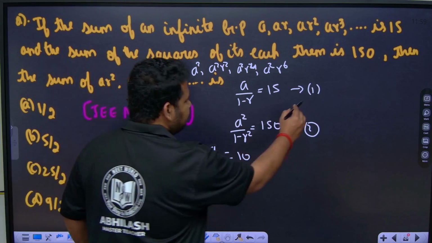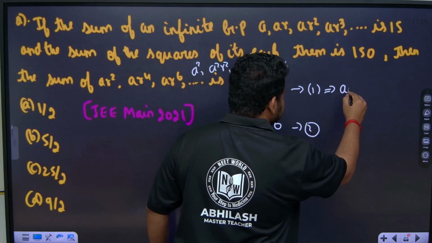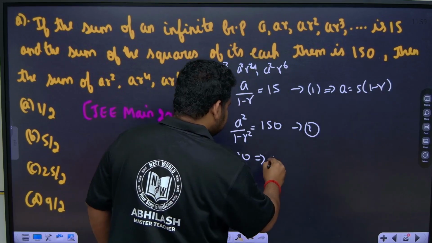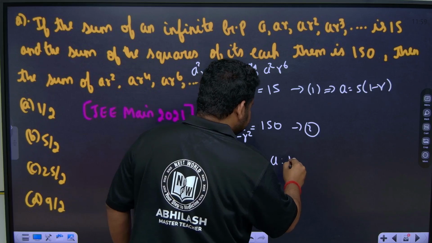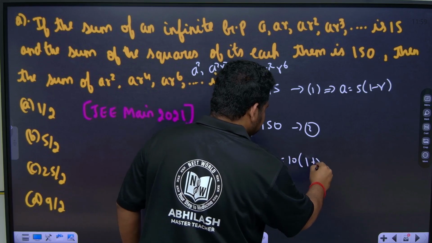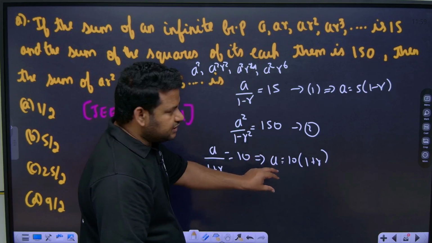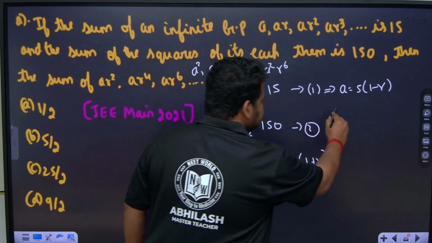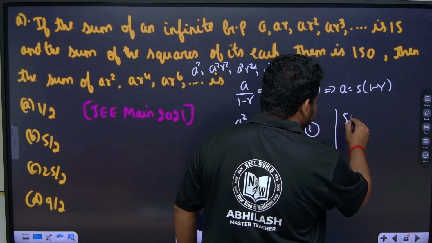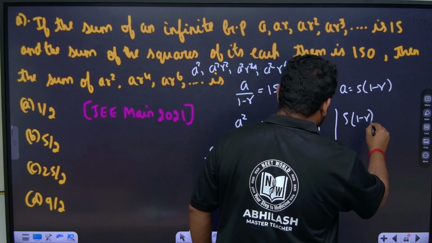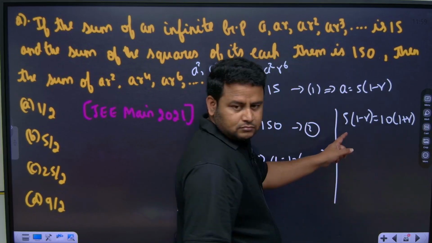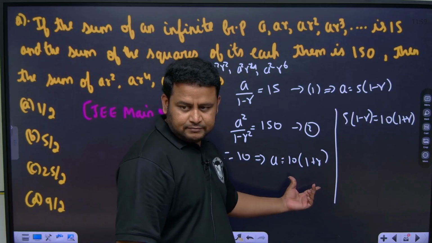So this I can further write as A is equal to 5 times (1 minus r), and this I can further write as A is equal to 10 times (1 plus r). This is also A, this is also A, so I can equate them. So I will get 5 times (1 minus r) is equal to 10 times (1 plus r). This and this I am equating.